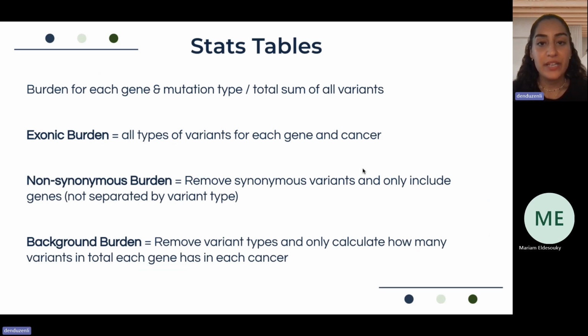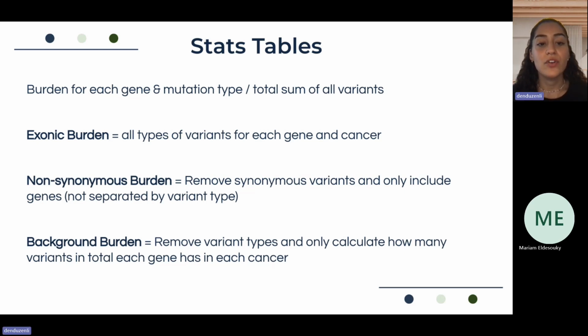So for the burden calculations, generally this is just looking at the proportion that all of these variants and the different genes are coming up in our results. So we decided to use 3 different types of these burden calculations. The first one is exonic burden. For this one, all of the factors that we have are being used. So we have the variants, we have genes, and we have the cancer types as well. So for this one, it provides the most detailed results and the most amount of information.